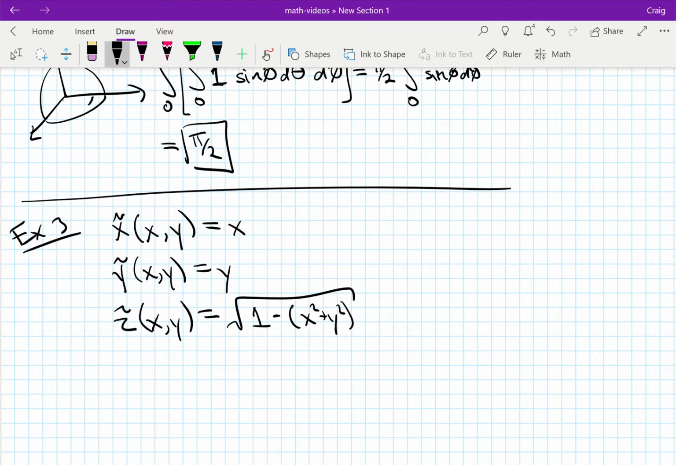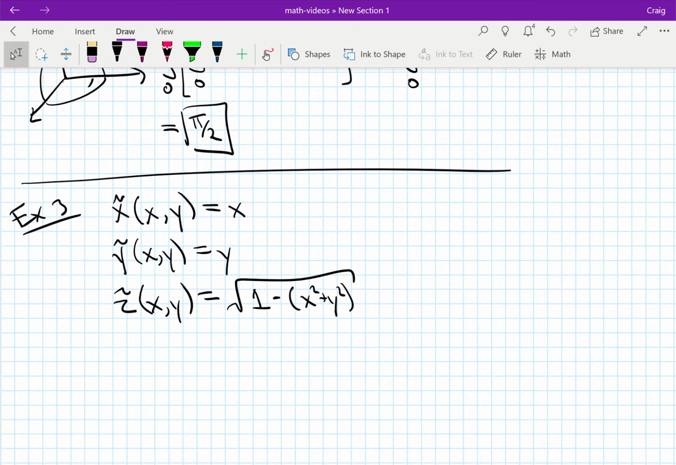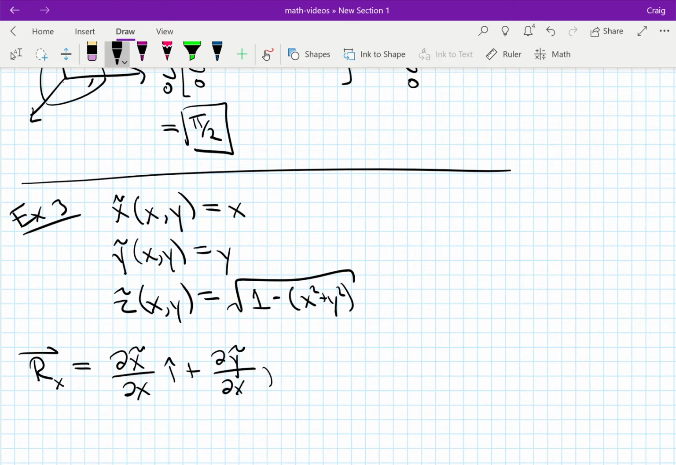We did some of this in class, but let's continue and do this all the way. So now to construct our vectors, our r x, which again is partial x tilde with respect to x in the i hat direction, plus partial of y tilde with respect to x in the j hat direction, plus partial of z tilde with respect to x in the k hat direction. Okay, and since this is a naive parameterization, that means that term immediately goes away, and this term goes to 1.